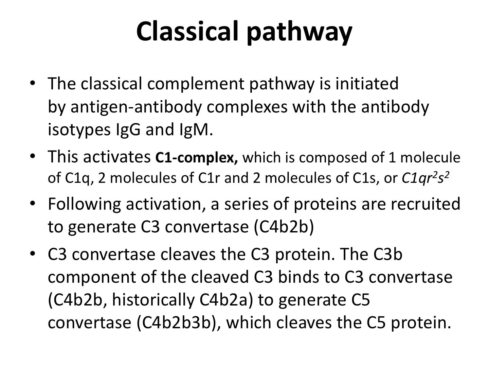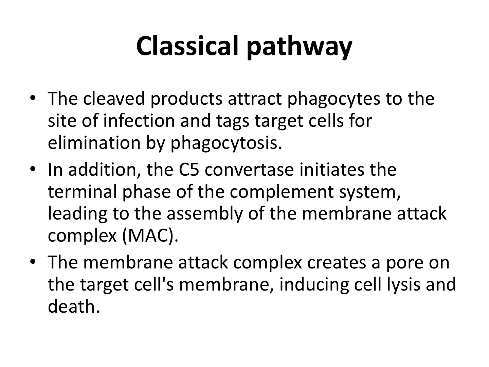Following activation, a series of proteins are recruited to generate C3 convertase, that is C4b2b. I will show you in pictures how it works. C3 convertase cleaves the C3 protein. The C3b component of cleaved C3 binds to C3 convertase to generate C5 convertase, that is C4b2b3b, which cleaves the C5 protein. So it is a cascade of events.